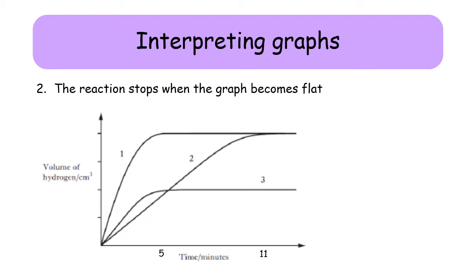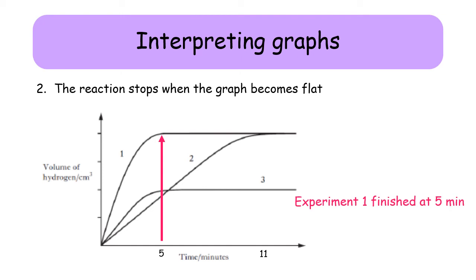The second thing we need to know is that we can tell when a reaction is finished by the time it takes for the graph to become flat. So if we look at experiment 1, and we look at the point at which it becomes flat, which is just after the curve part has happened, when it starts to become flat, and we look down to the time, it said 5 minutes, we know that experiment 1 finished at 5 minutes.